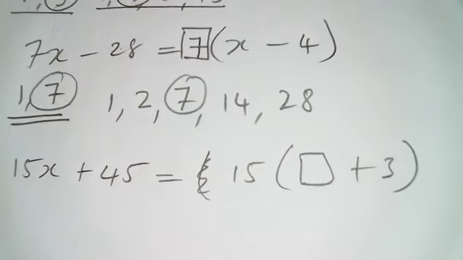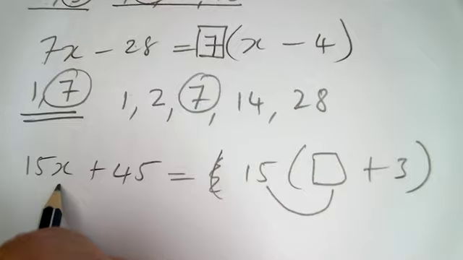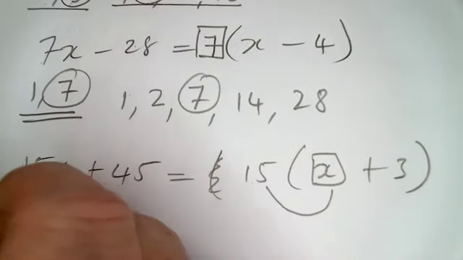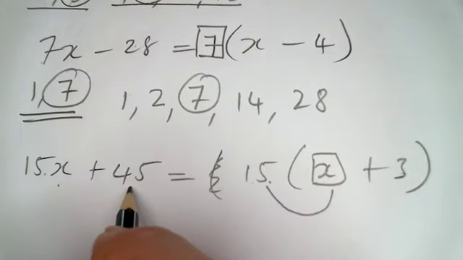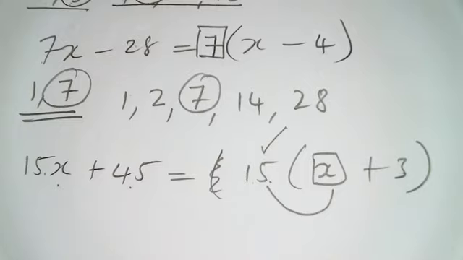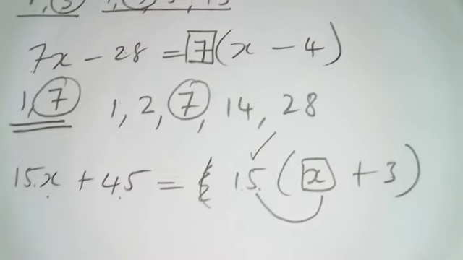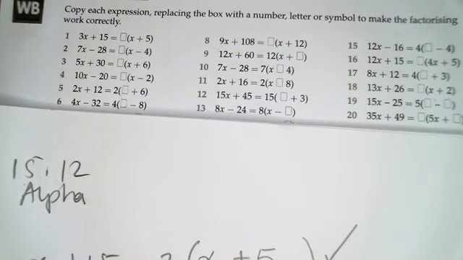So let's have a look at how this would work. What times 15 makes 15x? Well, x times 15 makes 15x. And does 3 times 15 make 45? Yes, it does. So 15 was the correct answer. And that's the answer.